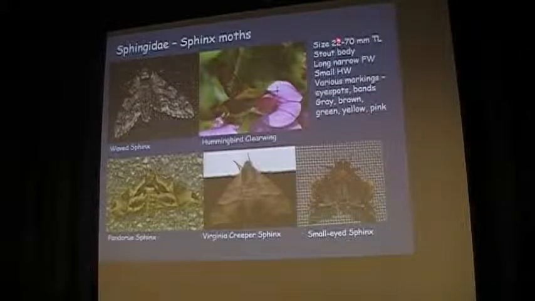So they can be quite large, up to 70 millimeters in length. They have a very stout body. See how large the body is compared to the size of the wings? The forewing is long and narrow. The hind wing is much smaller. You can see the hind wing is right here on this hummingbird clearwing, while this is the forewing here. So the hind wing is quite a bit smaller than these guys. And then they have various markings, eye spots, bands, and they can be a whole series of colors.